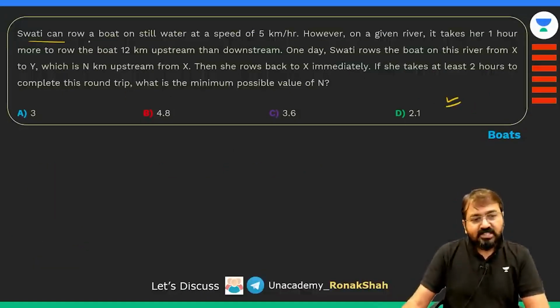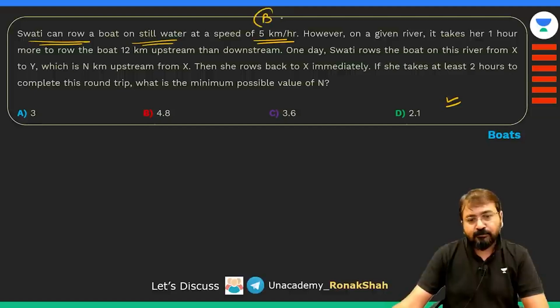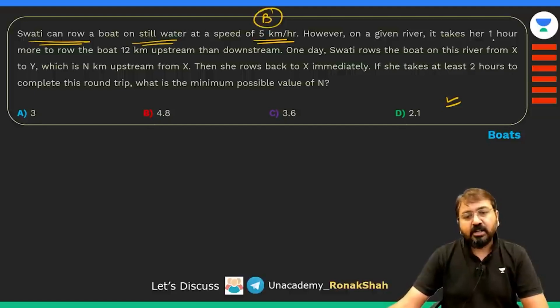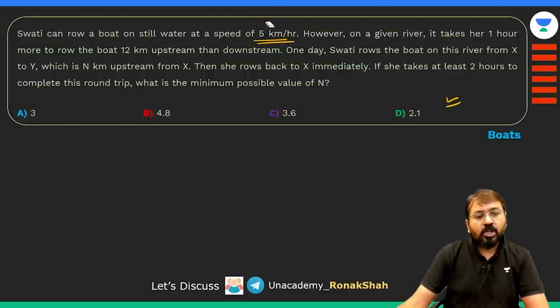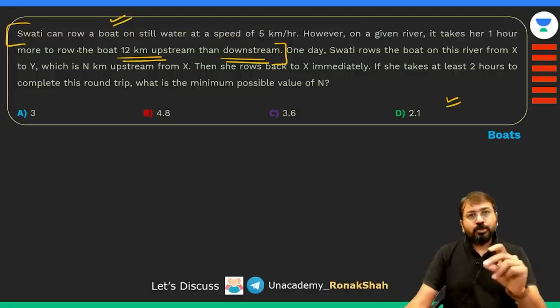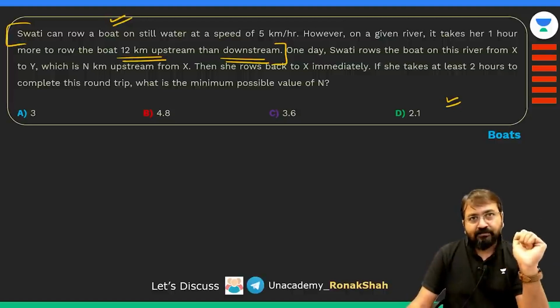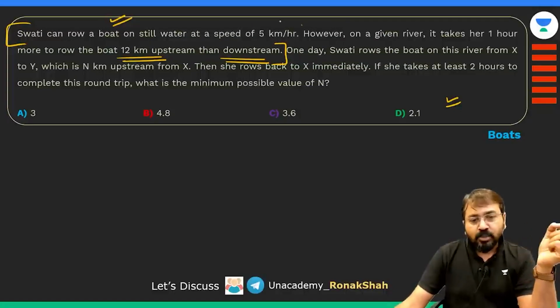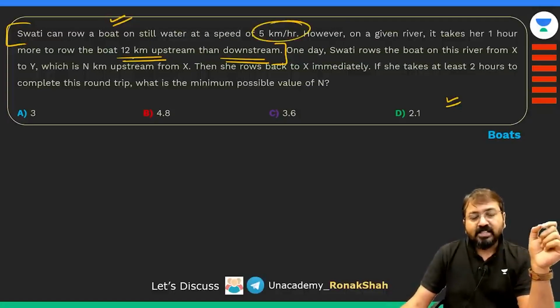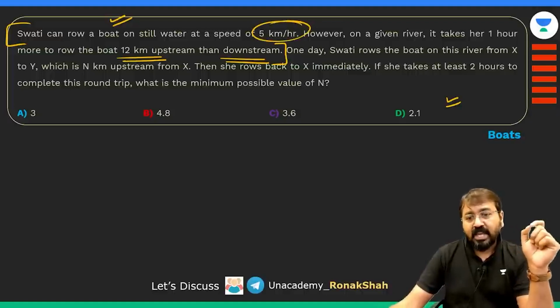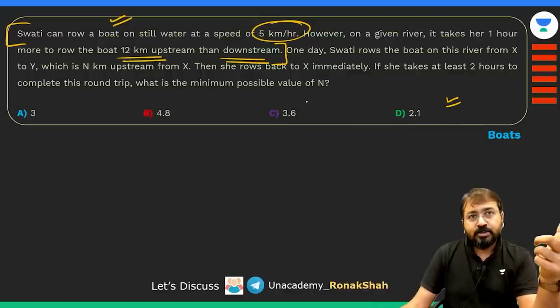So this question says that Swati can row a boat on still water at a speed of 5 km/h. So we know the speed of Swati's boat. However, on a given river, it takes 1 hour more to row the boat 12 km upstream than downstream. Guys, now this is a concept. You should be able to quickly figure out the speed of the stream. Are you able to do it? The speed of boat is 5 km/h. The distance is 12 km, and it takes 1 hour more to travel upstream than downstream.